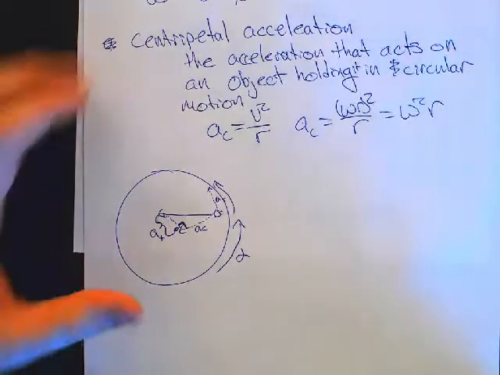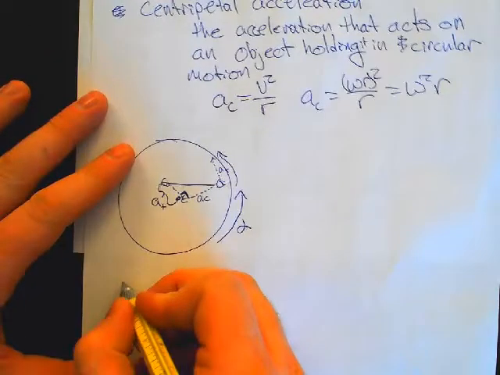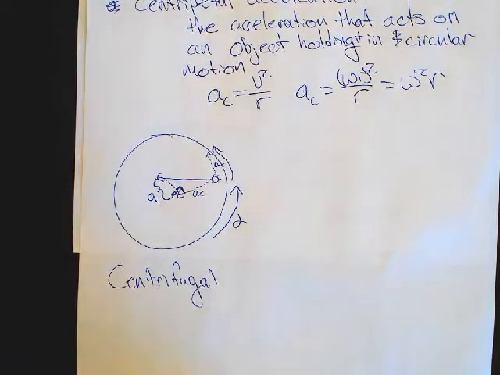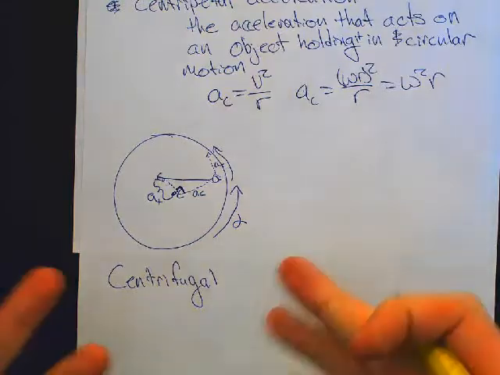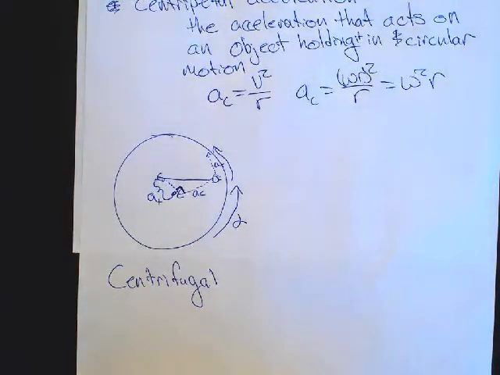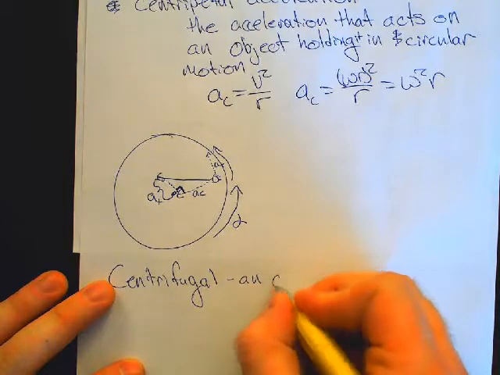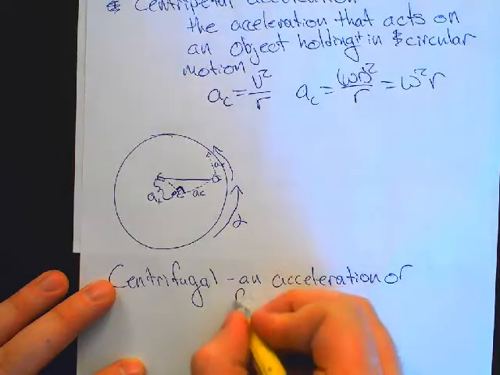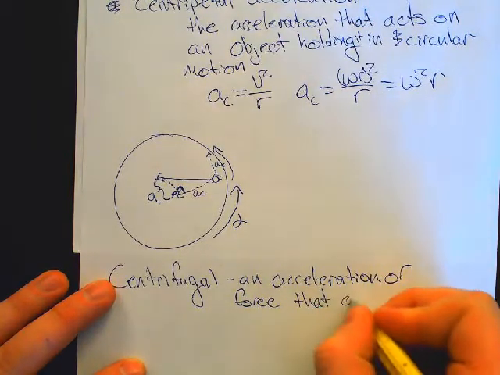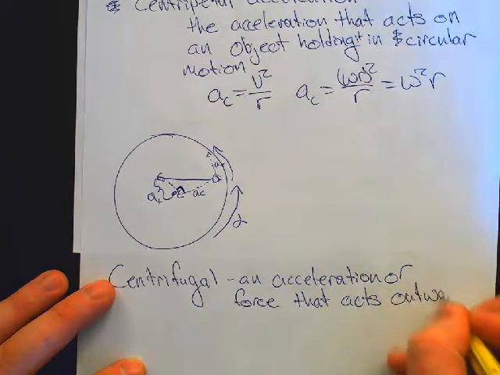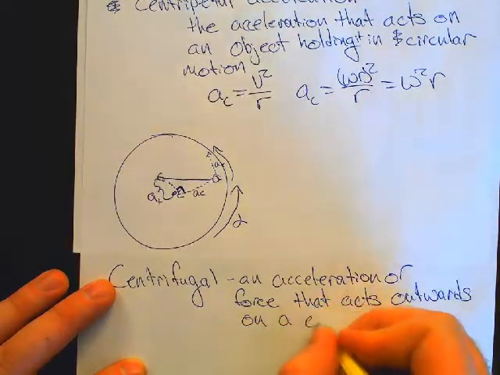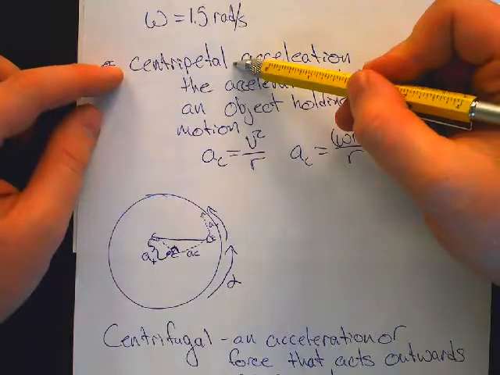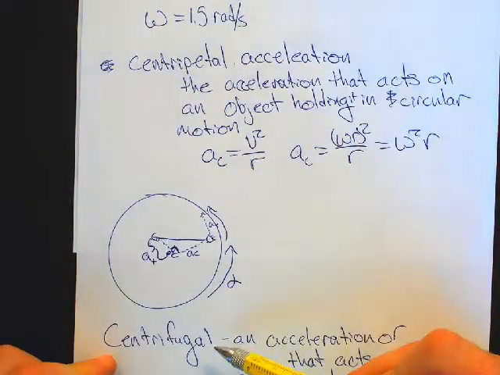Okay? Now, another term that we run into, centrifugal. Centrifugal is defined as an acceleration or force, this is really an adjective here, that acts outward on a circle. All right, so I wanted to make sure we're clear. Centripetal acts inwards, centrifugal acts outwards.